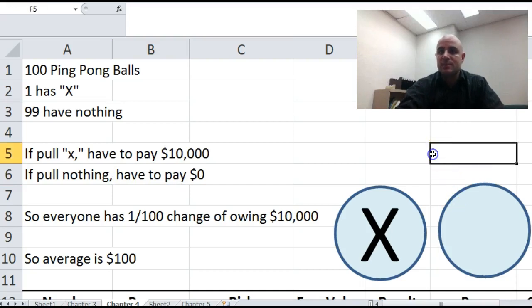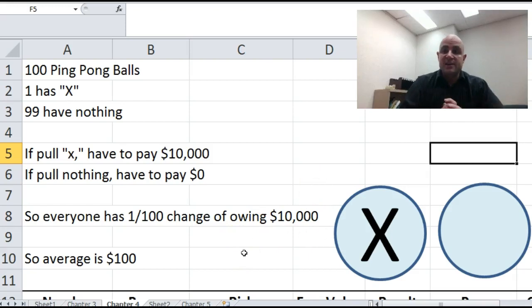So for the 99 people that pull out the ping pong ball with nothing, they don't have to pay anything. But for the one person that pulls the ping pong ball with the X, that person has to pay $10,000. So no one can see it. Nobody has an advantage. They're all just plain ping pong balls. You can't see anything. And so everybody has a 1 in 100 chance of owing $10,000.